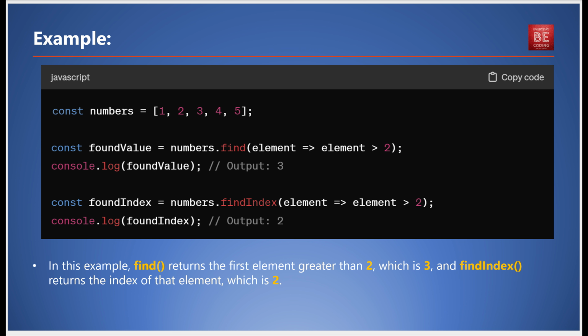In conclusion, both find and FindIndex are powerful tools for working with arrays in JavaScript. While they have similar syntax and offer similar functionality, the key difference lies in their return values. Find gives you the first element that meets your condition, while FindIndex gives you the index of that element. So next time you're working with arrays, consider whether you need the value or the location of your desired element, and choose your function accordingly.